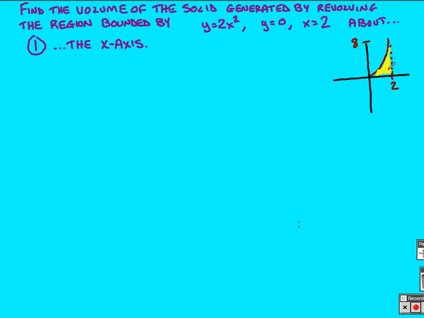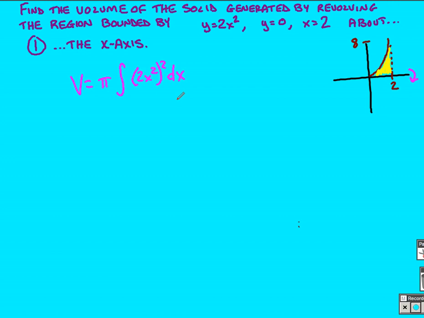The first one here is the x-axis, so we're looking at something like this for this region that's shaded in yellow. If it's around the x-axis, that means we need a function in terms of x, which we do here. So that means my volume will equal pi times the integral, we'll talk about the limits in a minute, of whatever the function is, squared, dx. It's in terms of x, which is what we want.